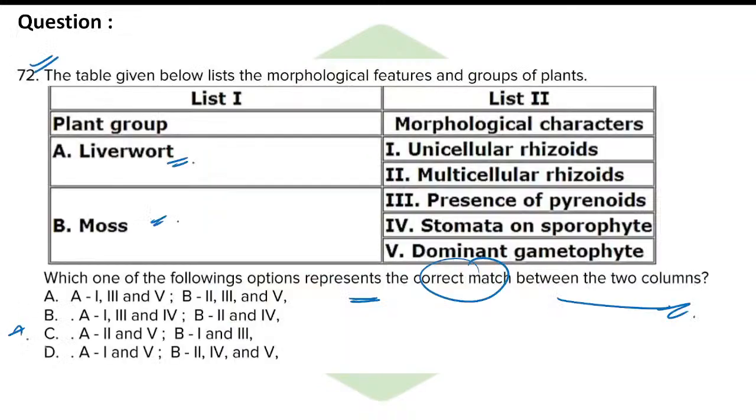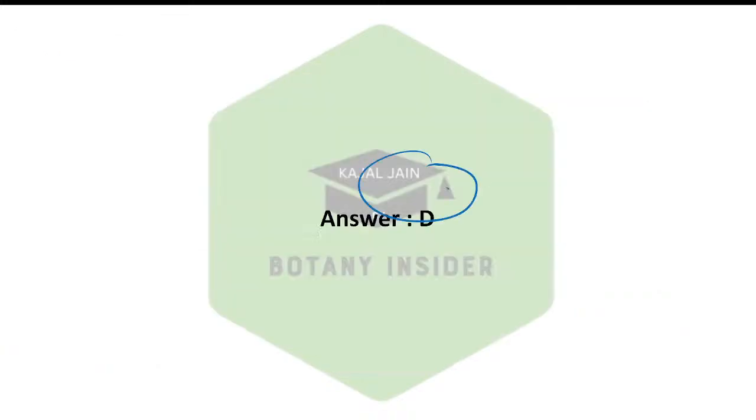Very good. If you're able to remember the concept from your classification, it's a very good thing. Liverworts have unicellular rhizoids and a dominant gametophyte. Mosses have multicellular rhizoids, stomata on the sporophyte, and the dominant gametophyte. D is the correct answer, not B.